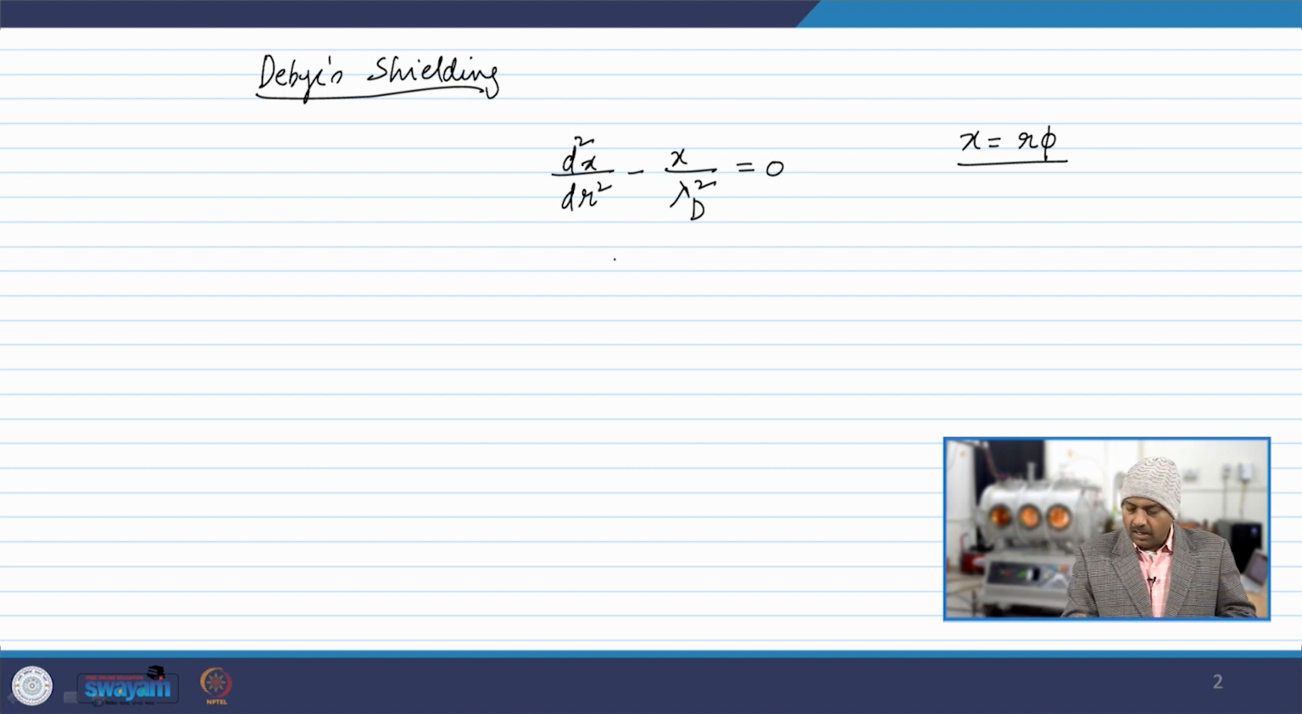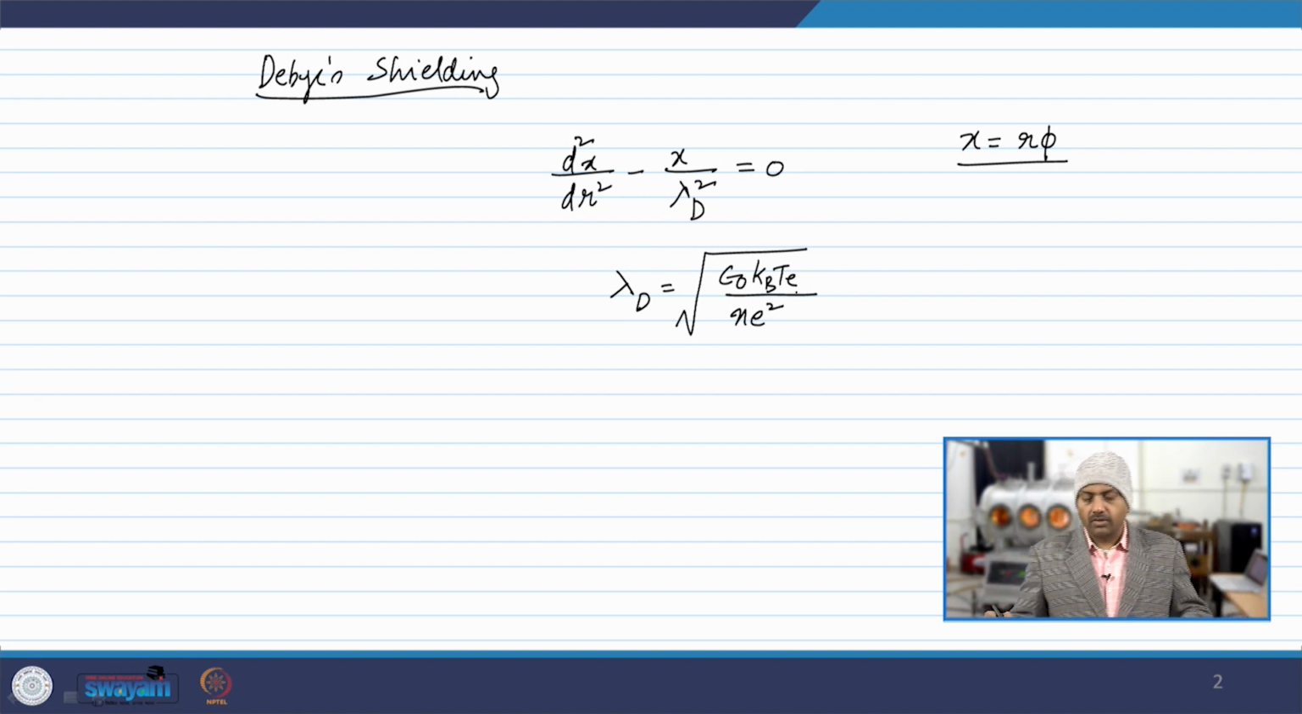So, lambda d is a substitution that we have made. Lambda d is defined to be square root of epsilon naught k b T e divided by n e square. Epsilon naught refers to the permittivity of free space, k b the Boltzmann's constant, T e is the electron temperature, n is the charge density or number of particles per unit volume within the plasma, e is the magnitude of the electron charge, right. Now, we made this substitution to get this equation in simple terms, right.